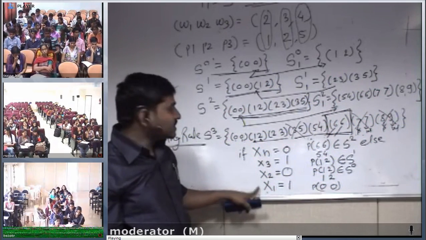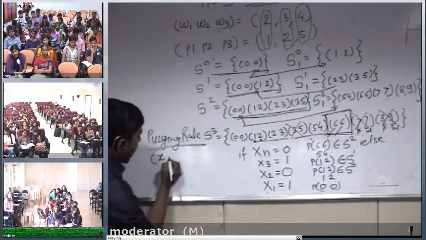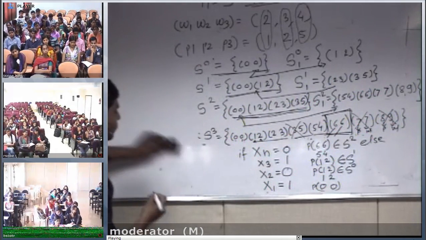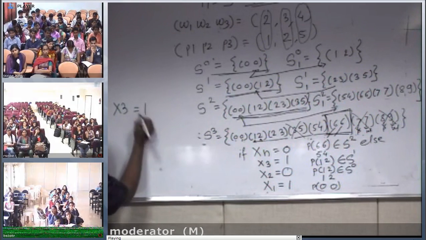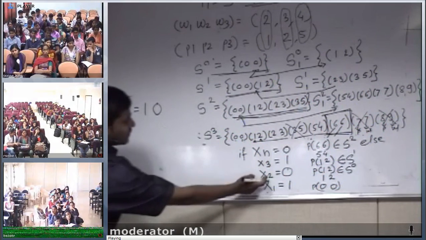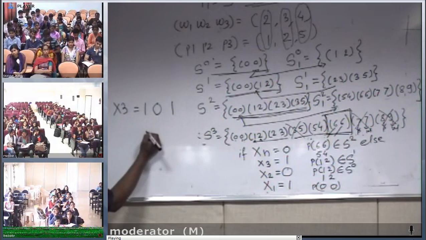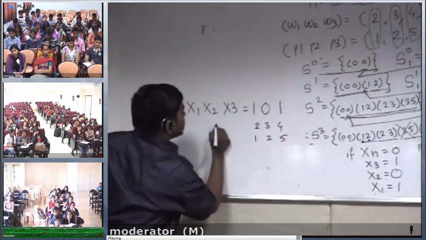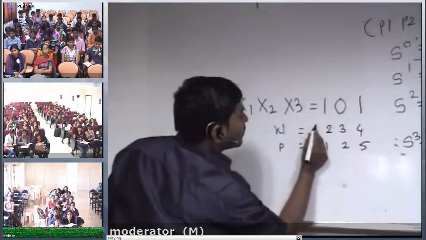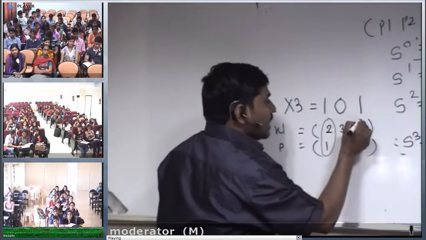Now what is the output? I just see which pairs I selected and write them in the form x1, x2, x3. The first pair I select, the second pair I do not select, the third pair I select. If I write the weights and profits, 2, 3, 4 and 1, 2, 5, these are the weights and these are the profits. Which pairs do I select? First and third.